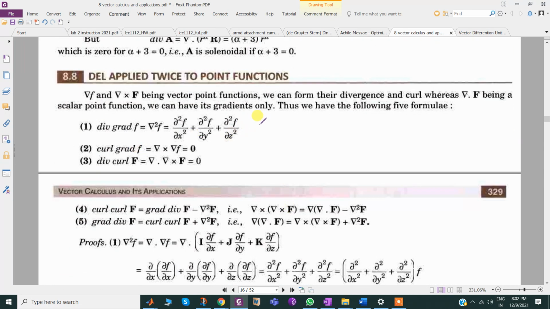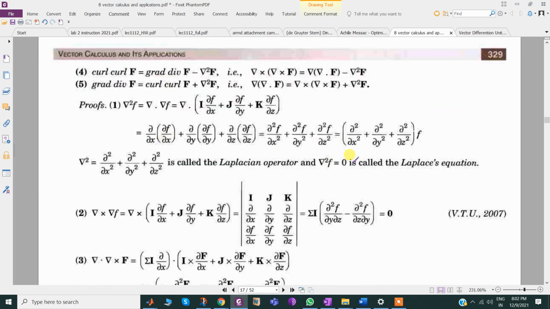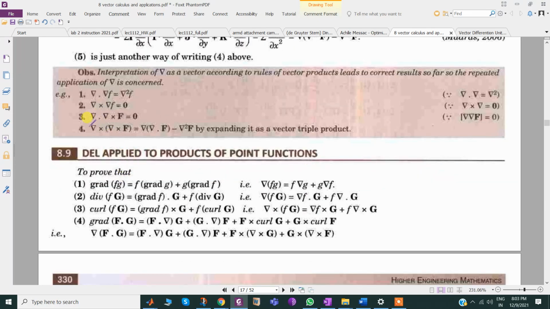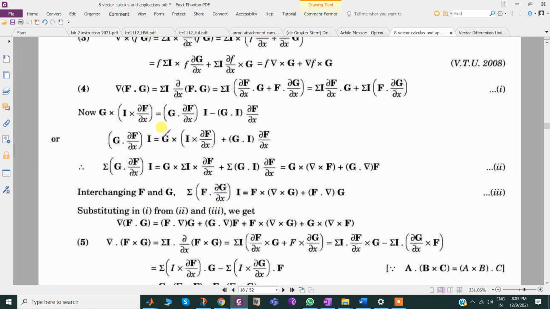Del applied on a gradient, div grad, curl grad, div curl, and curl of curl f bar. These are called vector identities. Its proof only is going to be asked in the exam. Like this, many were there. Del dot f bar equal to 0, the reason is observation: del cross f bar is a vector, and this del is a scalar. Similarly, that's shortcut notation.